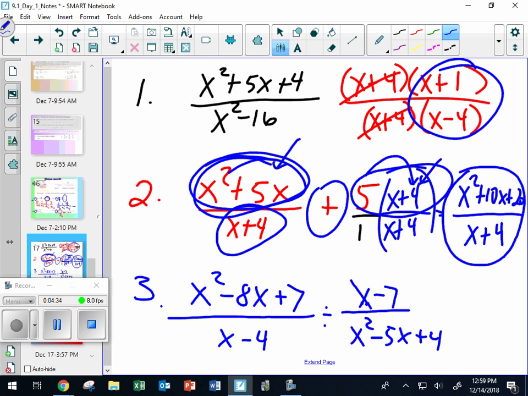5, 4 would make 9. Oh, it's so close. It would make 9x, but not 10x. Okay, so it's close. If it would have factored to x plus 4, of course I could have canceled, but there's nothing else to cancel, so it's done. Raise your hand if your group gets credit for that one.